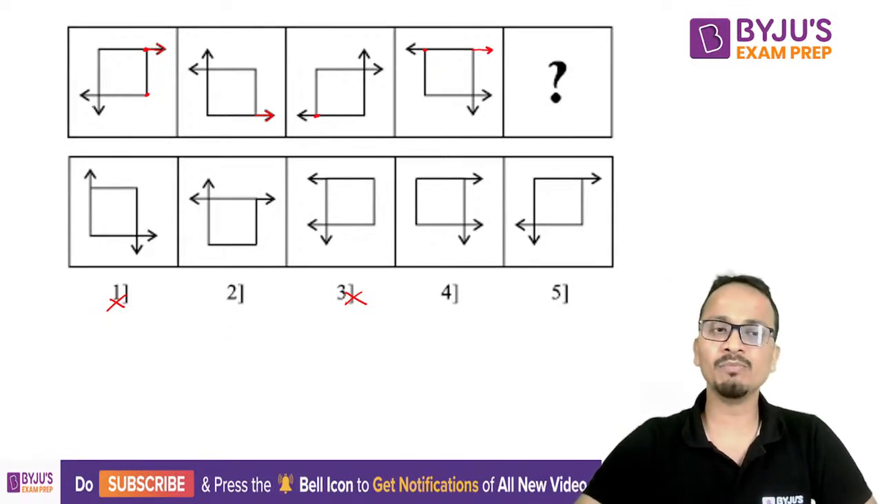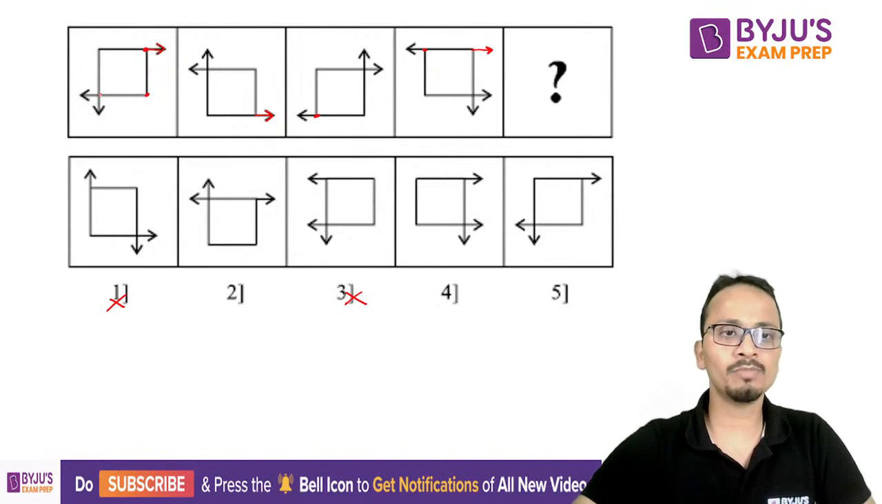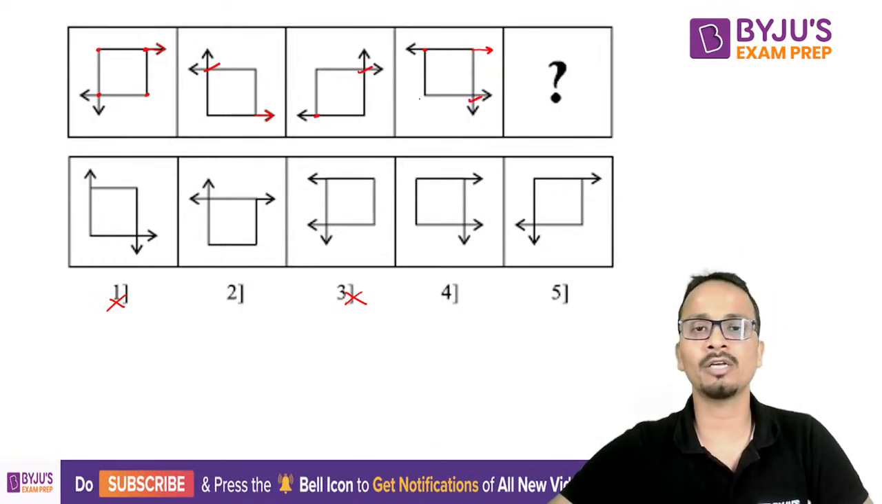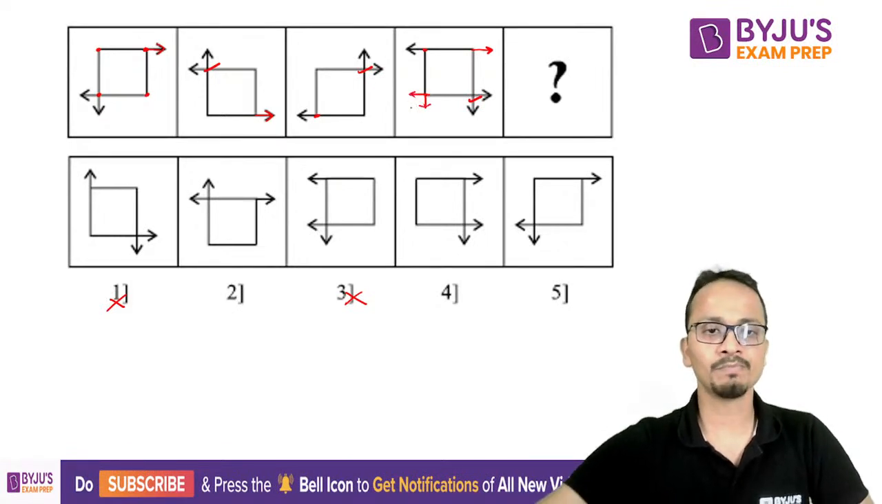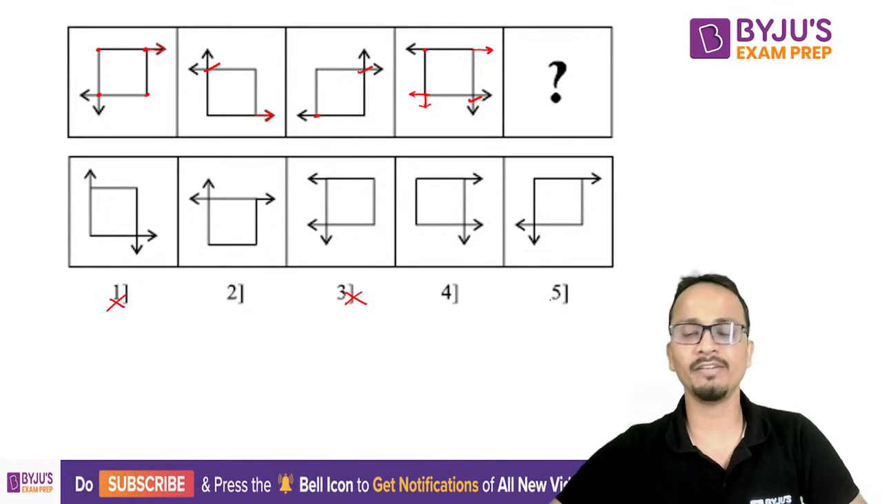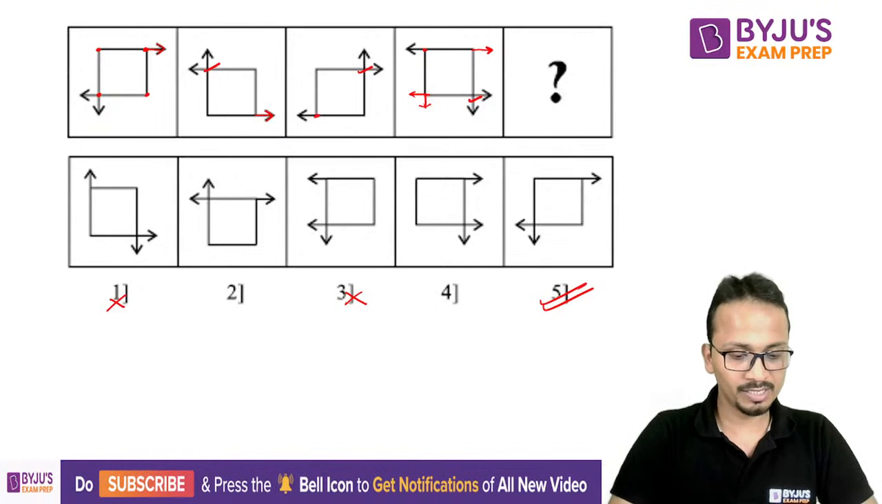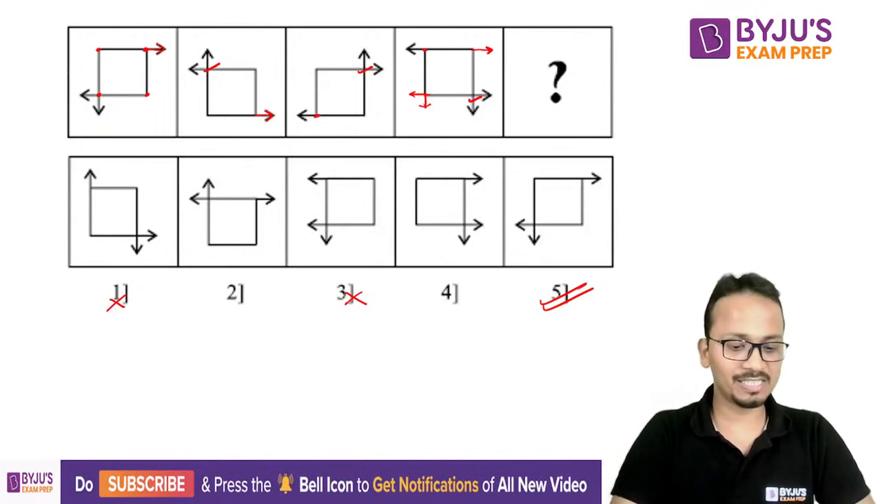Now let's look at the movement of the double arrow. From this place, it has shifted clockwise to this place, then top right corner, then bottom right corner, then it should go to this place like this. Okay, so among the three options that we are left, option number 5 satisfies this. Okay, and yes, this is the correct answer.